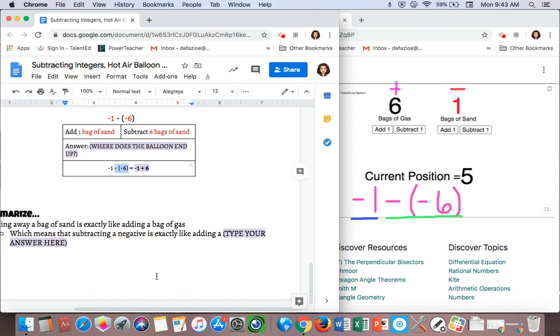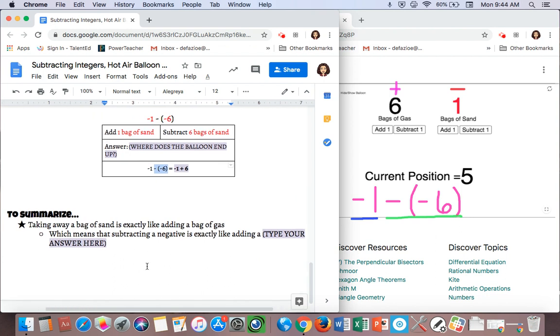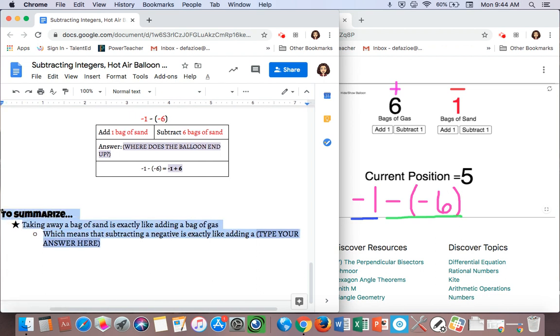Now, if we look down at your guided notes to summarize, and this is in a little bit bigger font because it's super important. It says, to summarize, taking away a bag of sand is exactly like adding a bag of gas, which we just talked about. So it says, which means that subtracting a negative is exactly like adding a, and we'll do this together. Positive. Subtracting a negative is exactly like adding a positive. Taking away bags of sand is exactly like adding bags of gas because they're both making that balloon rise.